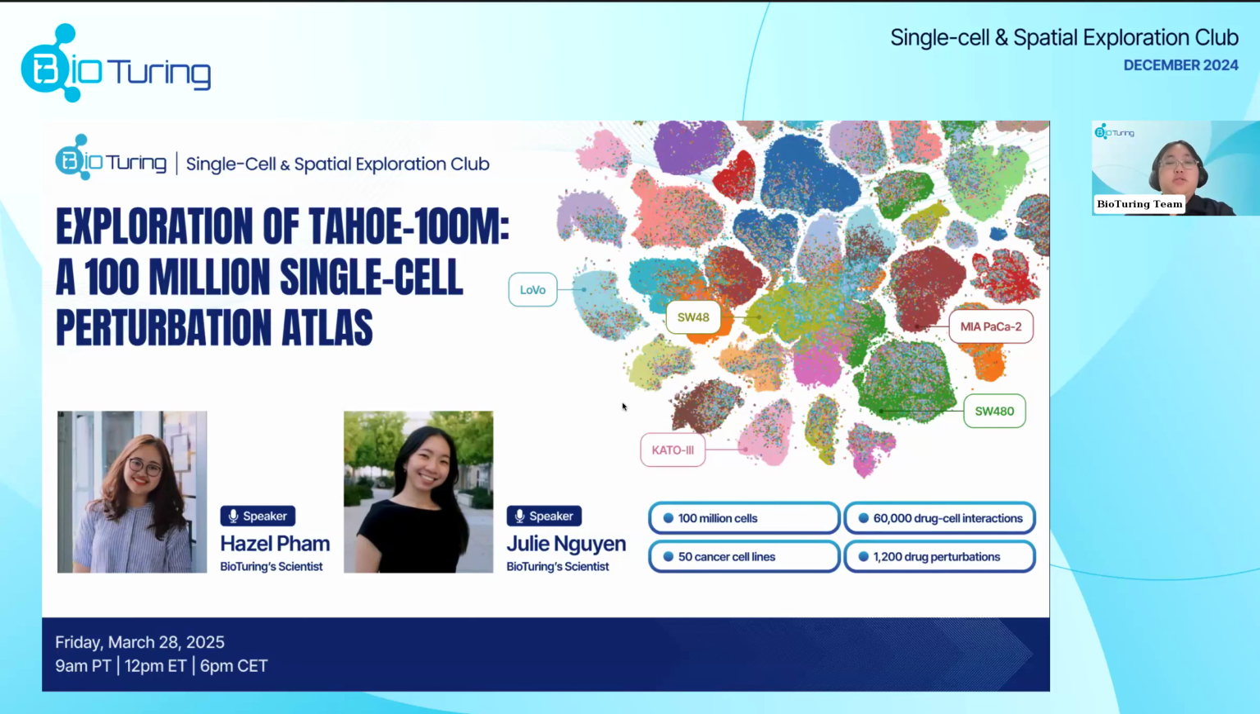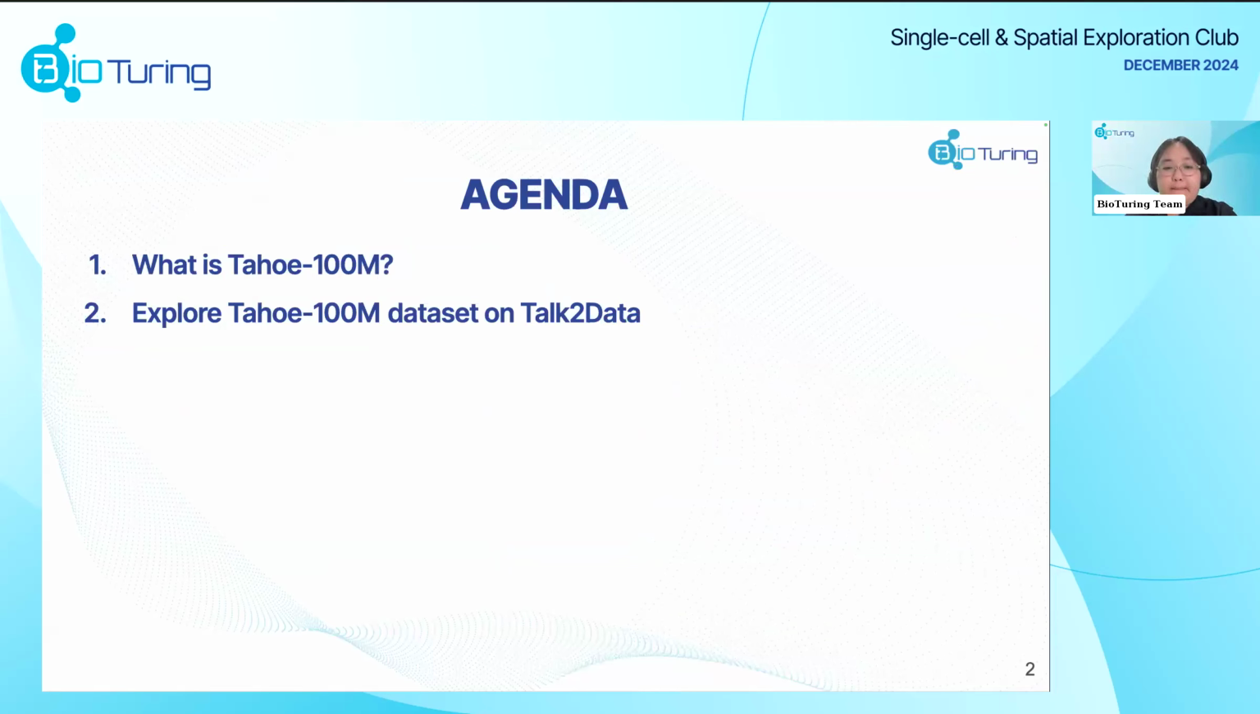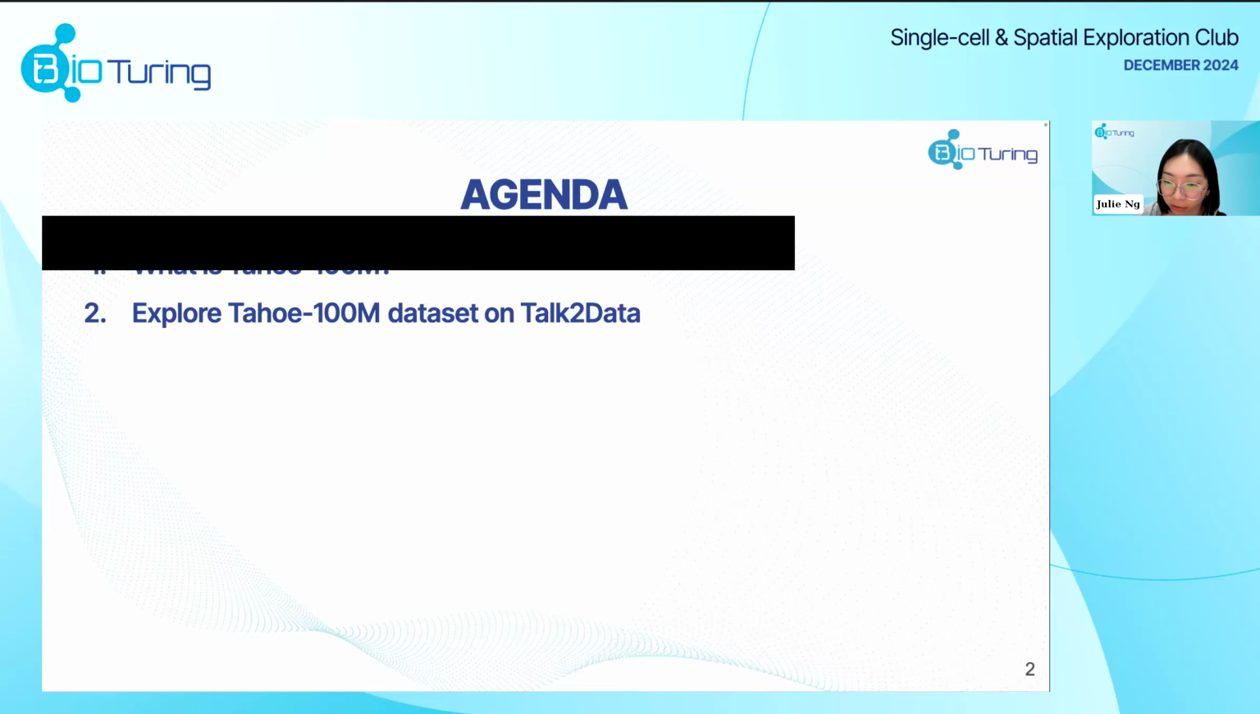Okay, and this is the agenda today. Yeah, so I'll give a quick overview of what we'll be covering today. So first, we're going to start with a brief introduction to the Tahoe 100 million dataset. We'll discuss its key features, the experimental design behind it, and why it's such a valuable resource for single cell research. And this will provide some important context before we jump into the practical part.